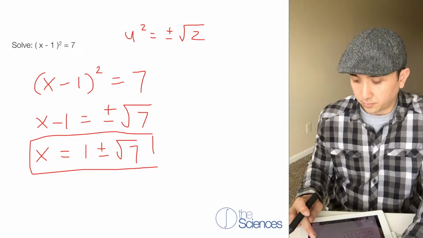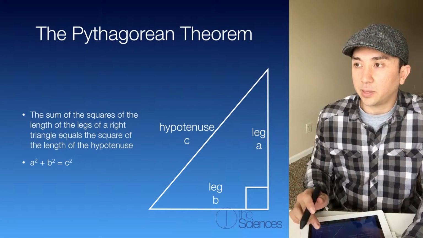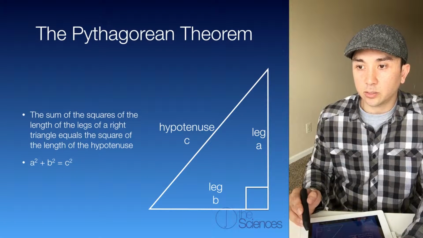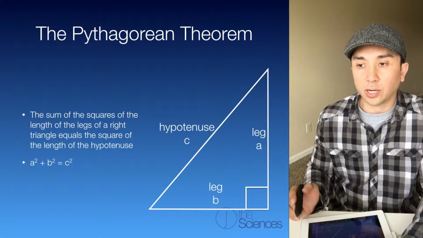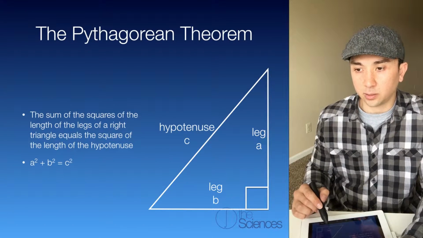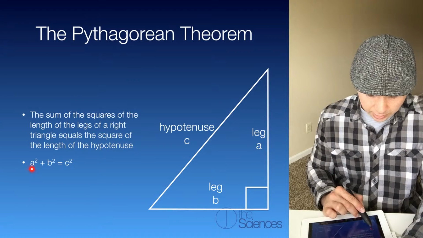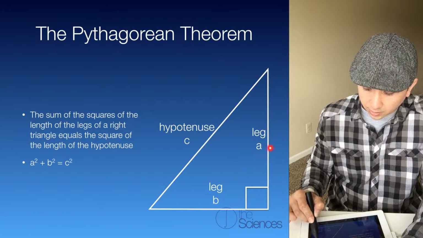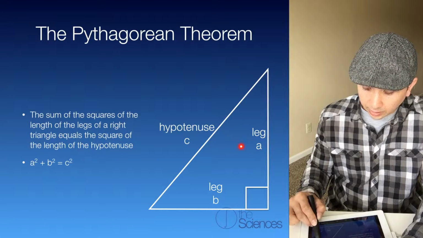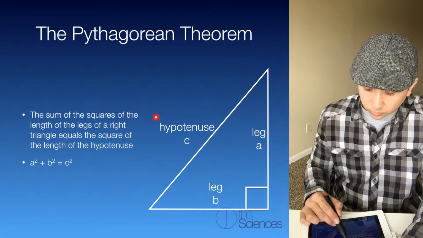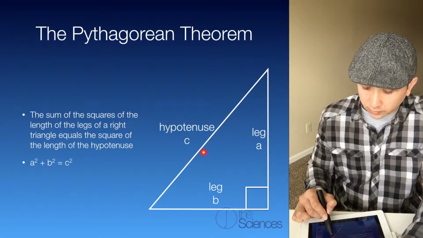So that's our answer. Now the Pythagorean theorem states that the sum of the squares of the lengths of the legs of a right triangle equals the square of the length of the hypotenuse. So what that really means is a squared plus b squared equals c squared. So here, the square of leg a plus the square of leg b equals the square of the hypotenuse c.